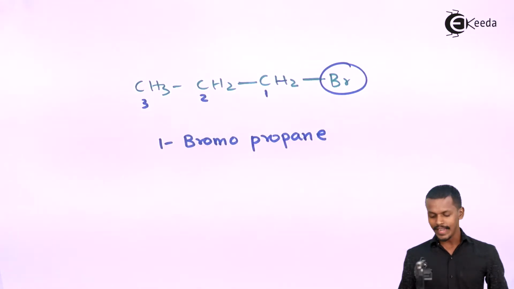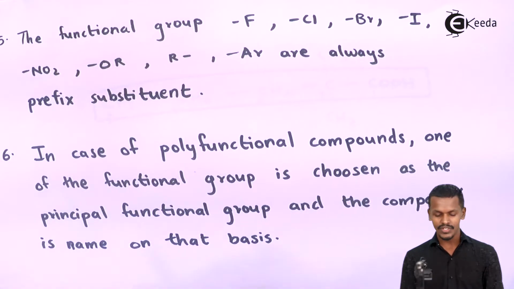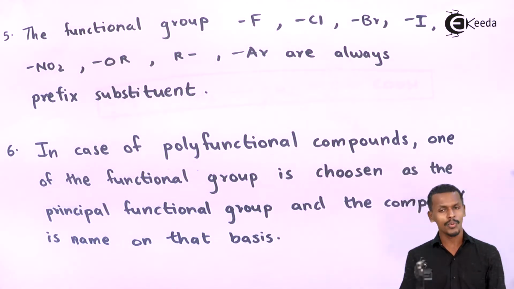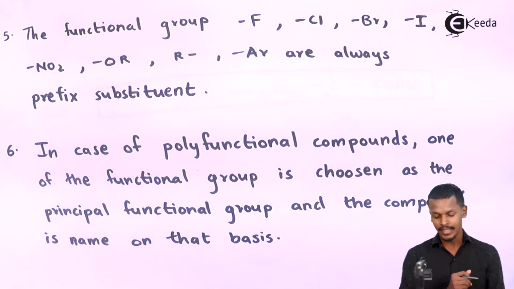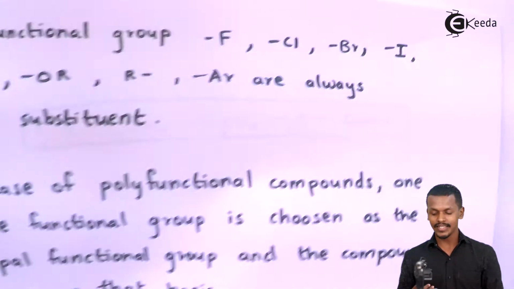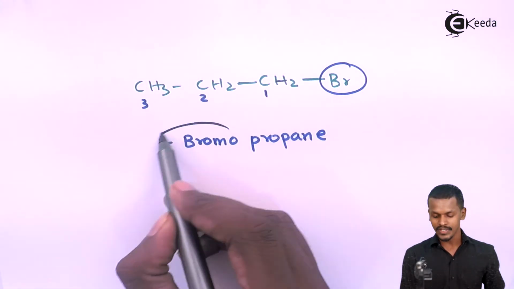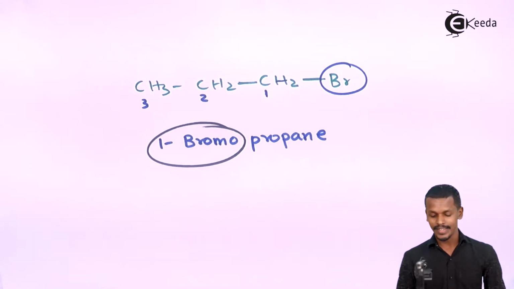So if you notice, the functional group bromine has been attached, and we have studied the fifth point over here, which says that functional groups like fluoro, chloro, bromo, iodo, NO2, OR should always be preferred as a prefix substituent. So that's the reason bromo should always be in the prefix. That is what we have seen over here: it could be named as 1-bromopropane. So this was an example that I have discussed, and let us move on to the next point.